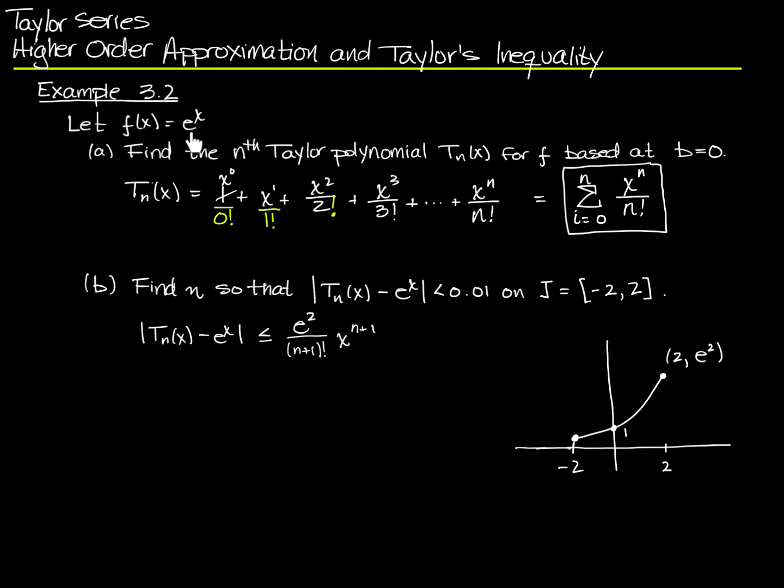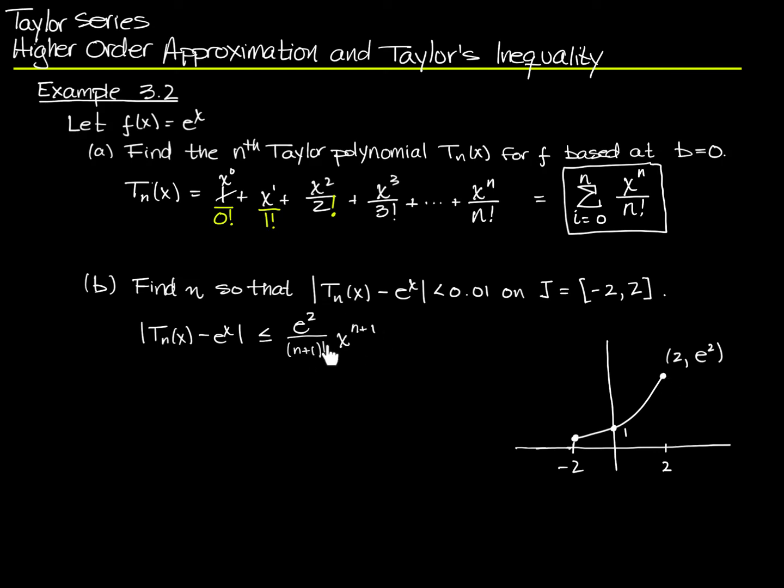This is the function, but it's also the first derivative of the function, and the second derivative, and the third derivative, and the nth derivative. This is the nth derivative, and so m is the next derivative, the n plus first derivative, but that's e to the x as well. So I'm just graphing e to the x because it's the n plus 1th derivative and looking at its maximum value.